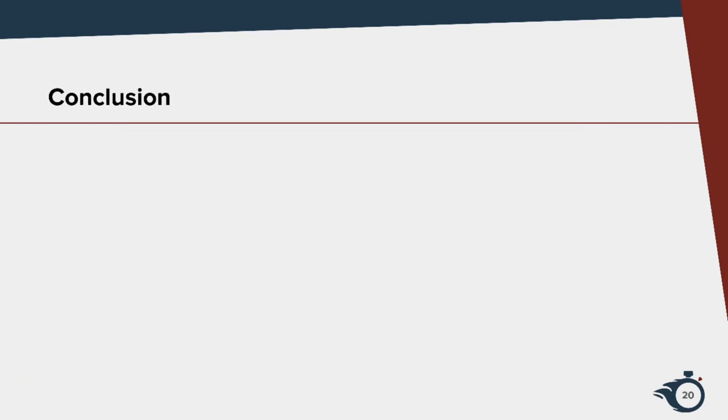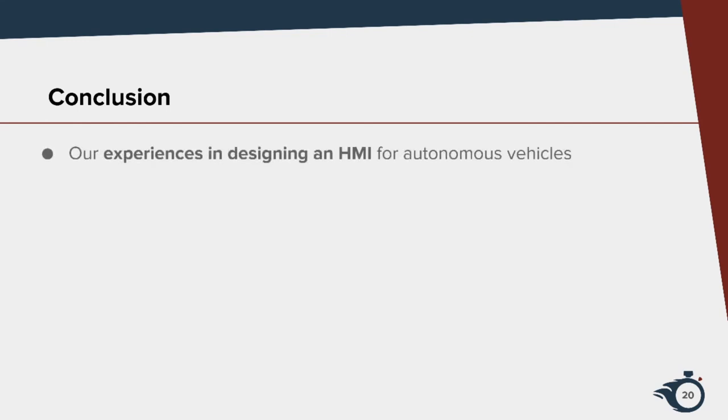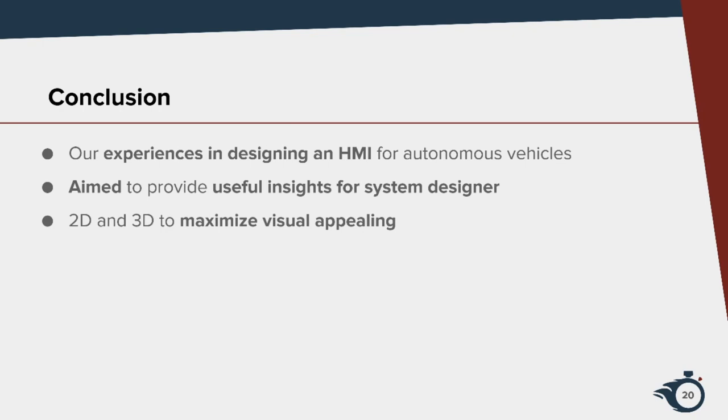The conclusion: in this paper, we described our experience in designing an HMI in an autonomous vehicle. With this work, we aimed to provide useful insight for system designers in the way in which such regulation might be interpreted by various certification authorities. And our work is based on both 2D and 3D graphics interfaces that were specifically designed to maximize visual appeal without resorting to excessive computational load for the in-vehicle computer or excessive cognitive load for the human user.